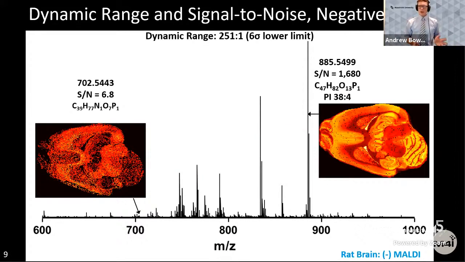For negative mode, the dynamic range is a little bit lower, about 251 instead of 531 to 1. But we're still able to generate useful peaks at the lower end. Over here, this is a peak that we're still not entirely sure what the nominal identification is. And then up here with our base peak, this is PI38, one of the most abundant lipids in brain.